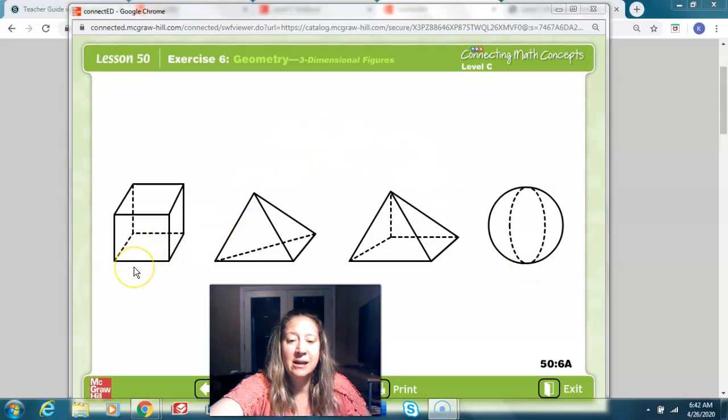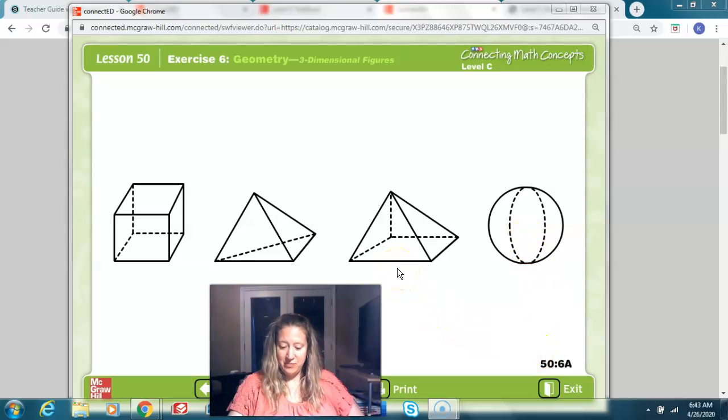This is a cube. This is a pyramid. This is a sphere. And this is a pyramid. Good job. See if you can remember the names of those shapes.